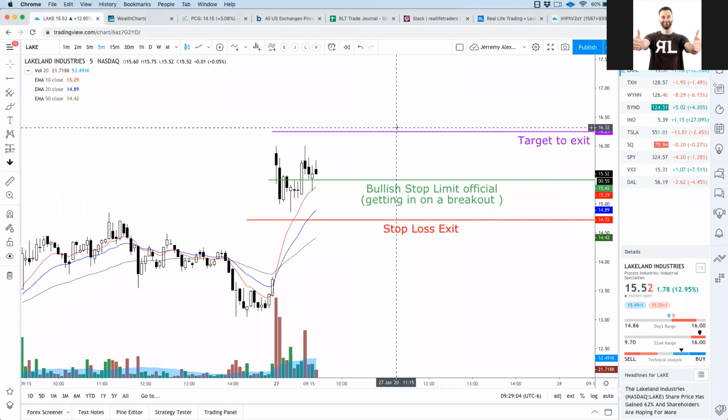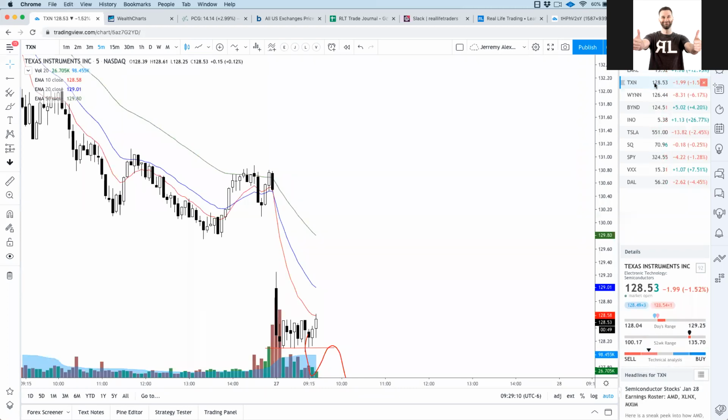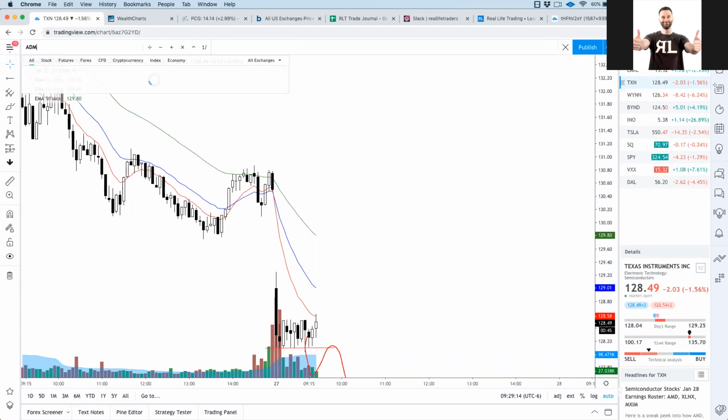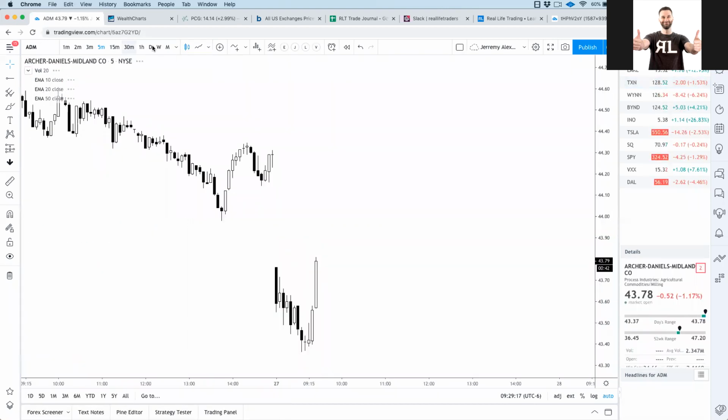I'm really excited for Lake to start moving higher. I think that'd be great. All right, let's go through the list and see if I can find anything else that I want to trade. Texas Instruments is not doing much. Slavia wants to look at ADM, Archer Daniels Midland Corporation. What a beautiful bounce.